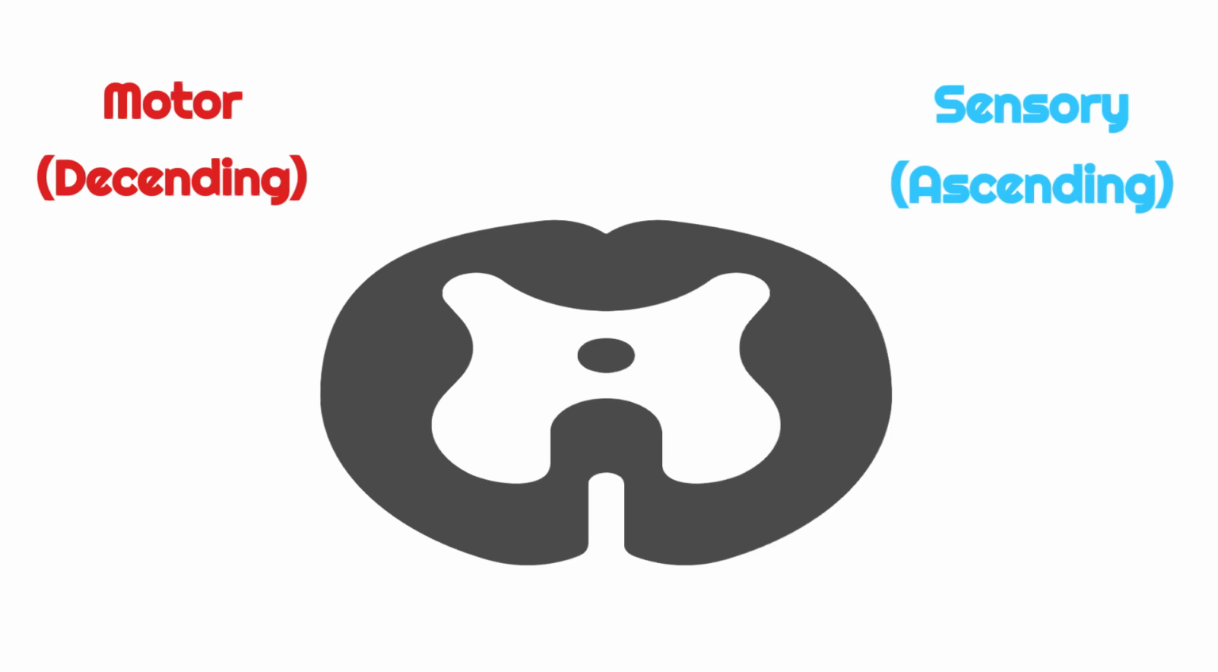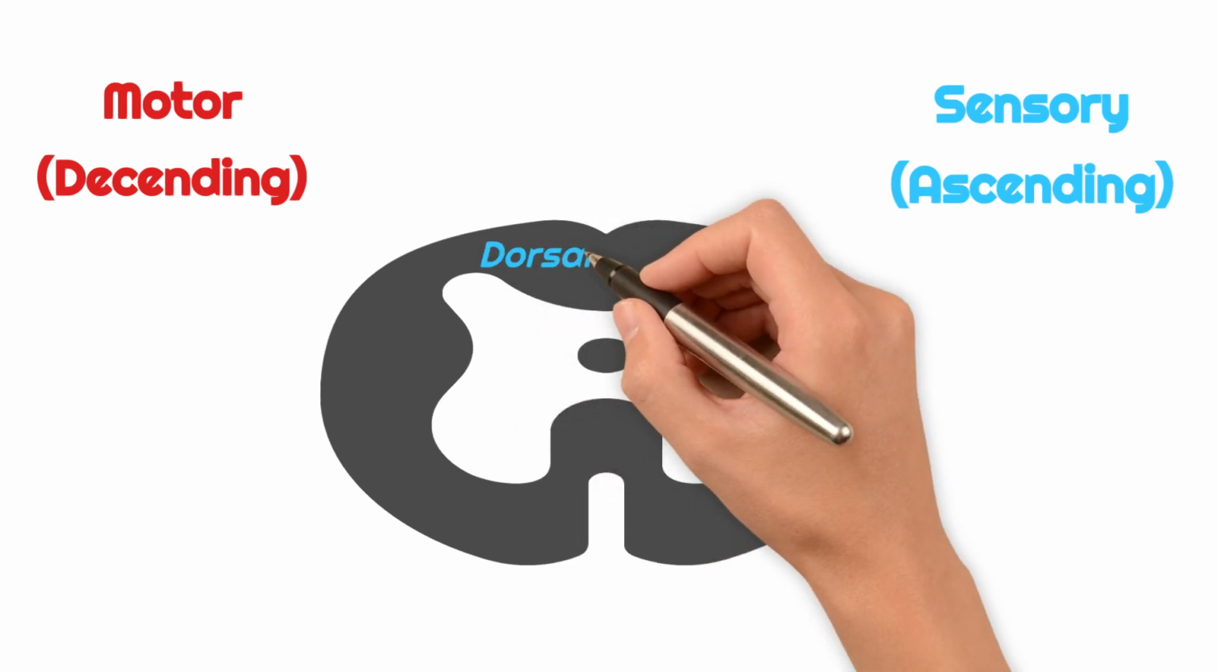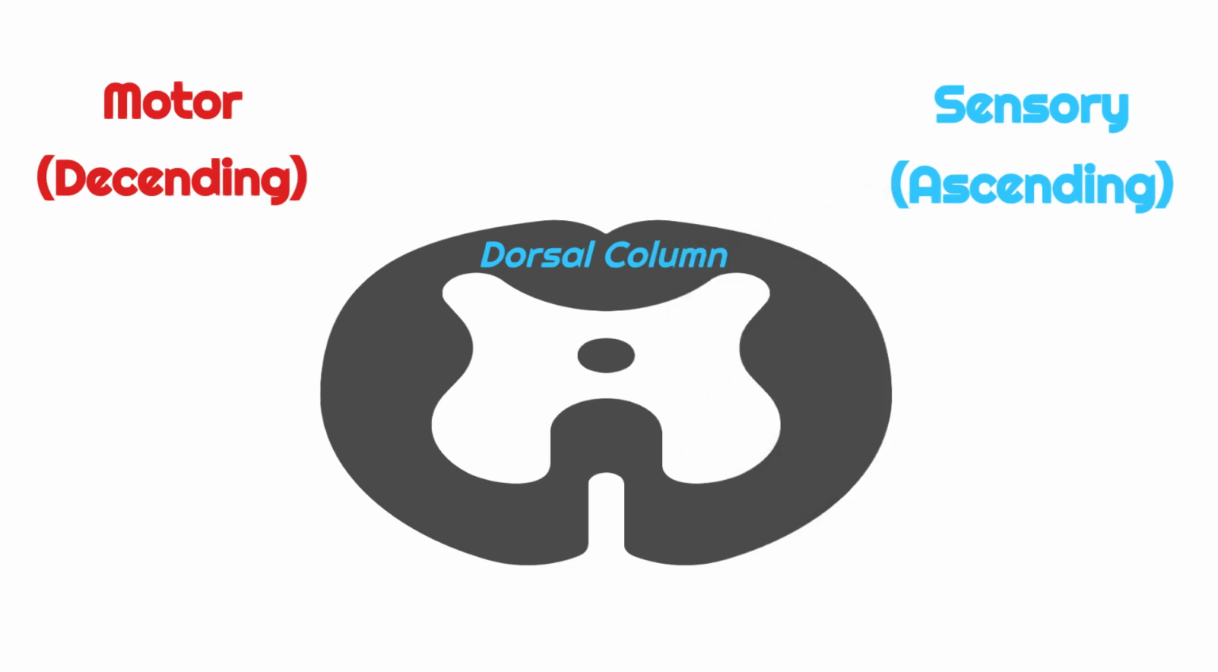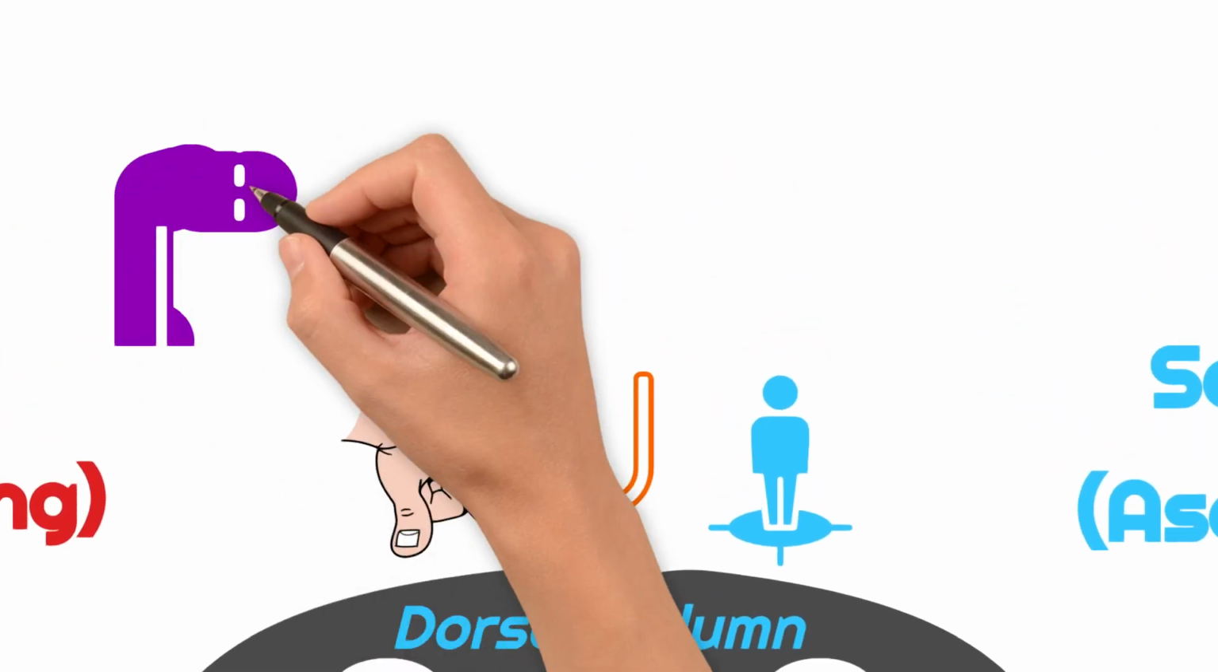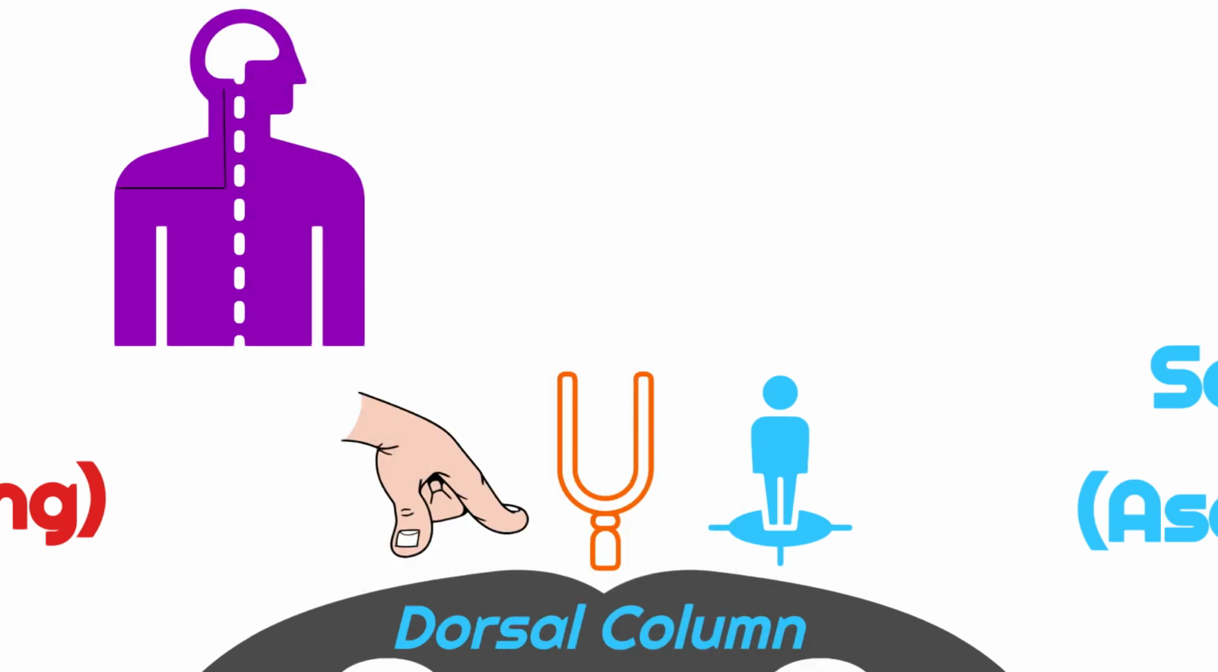Now let's start with the sensory ascending pathways. The dorsal column is the first one we're going to look at. It's also called the posterior column. It transmits signals of fine touch, vibration, and proprioception from the skin all the way to the brain through the spinal cord. Signals stay on the same side until reaching the medulla, where the fibers decussate to the other side, meaning that if I touch your right arm, the signal goes up on the right side of the spinal cord in the dorsal column until it reaches the medulla, where it then crosses to the other side.